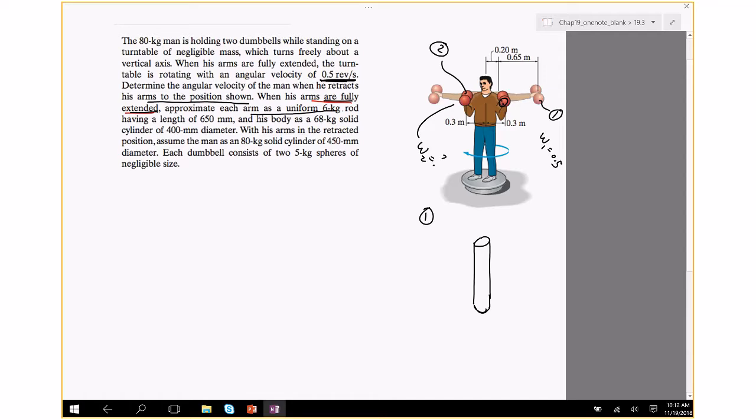Each arm is a uniform 6 kg rod of length 650. It's actually shown over here, 650 millimeters, or 0.65 meters. So that's 6 kg. And his body is a 68 kg solid cylinder of 400 mm diameter. So the person is a 68 kg cylinder, as shown, with a 400 mm diameter. So that's 0.4 meters.